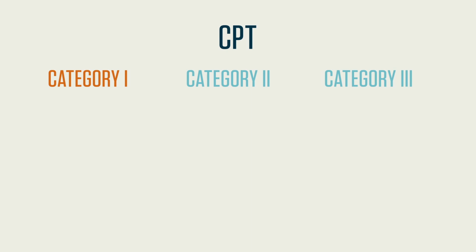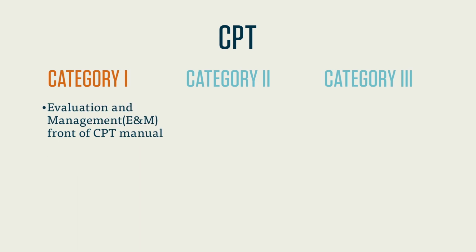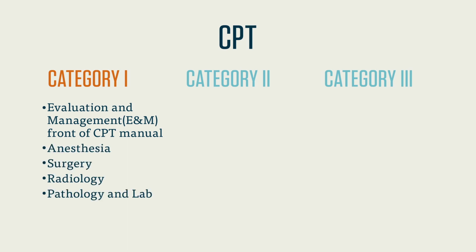Most coders spend the majority of their time with Category 1, which describes procedures, services, and technologies administered by healthcare professionals. Category 1 is divided into 6 sections, which are grouped, for the most part, in numerical order. The sections are Evaluation and Management, E&M, Anesthesia, Surgery, Radiology, Pathology and Laboratory, and Medicine. These sections, with the exception of E&M, are in loose numerical order, though you may find some codes from one section referenced in another section.